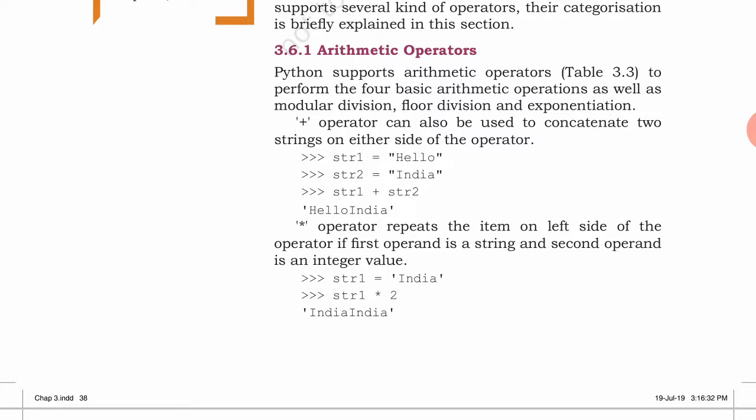Means operator की दोनों side पे जो values हैं उनको कंकैटिनेट करने के लिए यूज़ होता है, ज्वाइन करने के लिए यूज़ होता है. String 1 is Hello, str2 is India, str1 plus str2 it will give you the output Hello India.